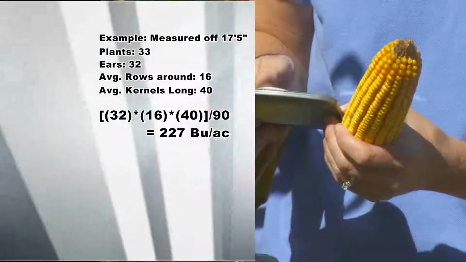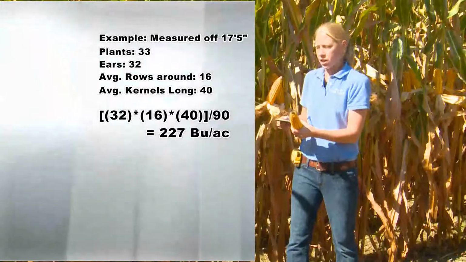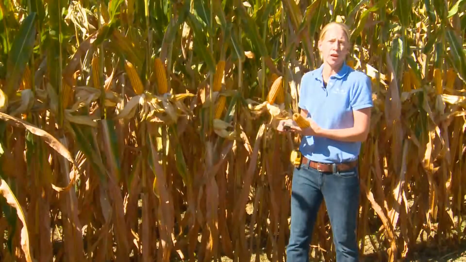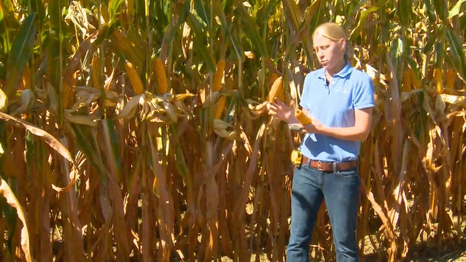And then we're going to divide that by 90. And that's going to give us an estimated yield per acre, in this case, of 227 bushels per acre. So that's what the estimated yield from here would be.